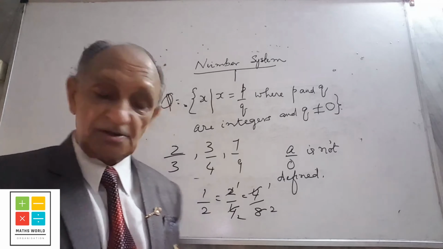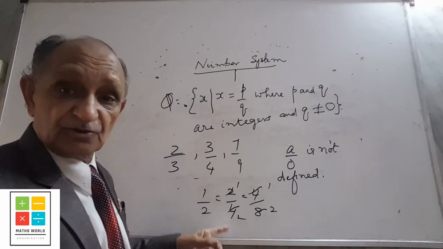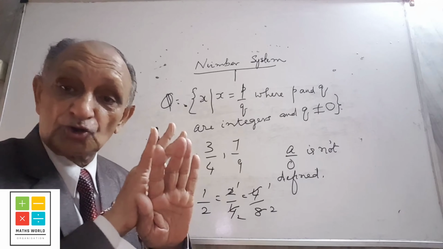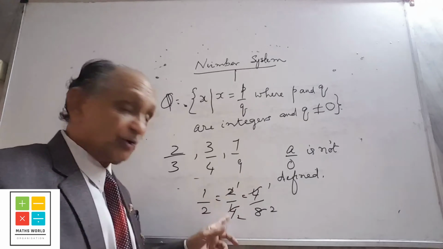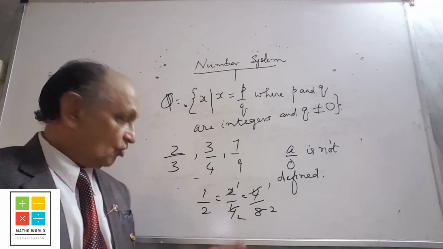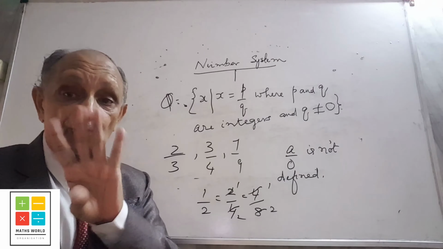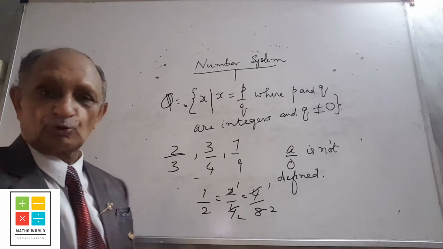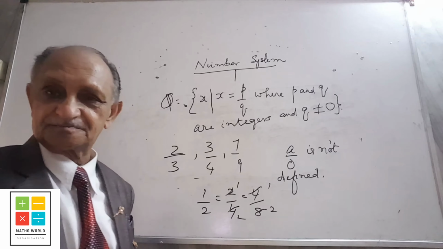In other words, there should be no common factor between the numerator and denominator. Between P and Q there should be no common factor. 2 and 4 have a common factor of 2; remove it by cancelling it. 4 and 8 have a common factor 4; remove it by cancelling it by 4. Then 1 by 2 is the rational number.